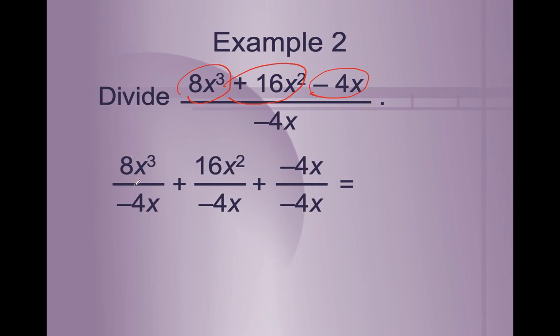Now let's simplify. 8 divided by negative 4 is negative 2. X cubed divided by x to the first, well that's 3 minus 1, so that's x squared. Let's do this one. 16 divided by negative 4, that's a negative 4. X squared over x is x, plus negative 4 over negative 4, that's a positive 1. X over x is 1, and what's 1 times 1? 1. So here's your final polynomial: negative 2x squared minus 4x plus 1.